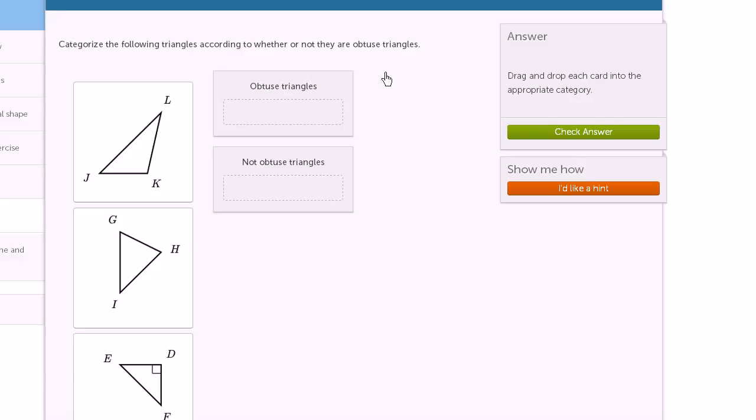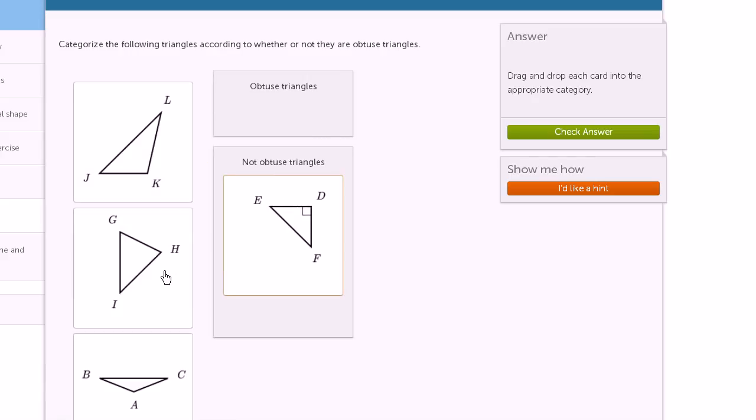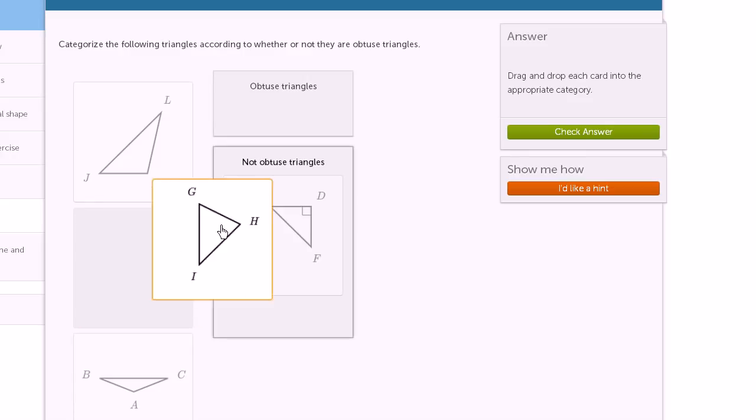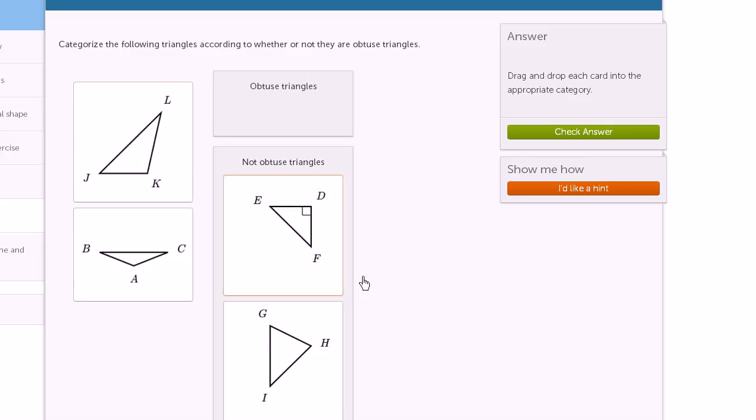Categorize the following triangles according to whether or not they are obtuse triangles. So an obtuse triangle is a triangle that has an obtuse angle in it, or an angle that is larger than 90 degrees. So it's pretty clear that this one does not have any obtuse angles. This is a 90-degree angle, and then these are going to have to be less than 90 degrees, so this is not obtuse. This one right over here, just by looking at it, you see that all of them are less than 90 degrees, so I'll put this not obtuse.